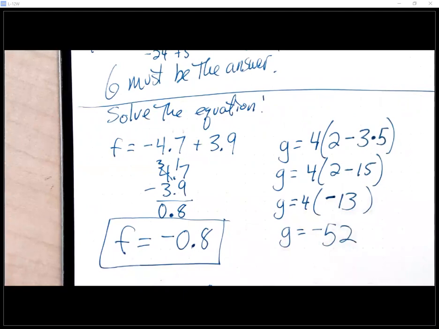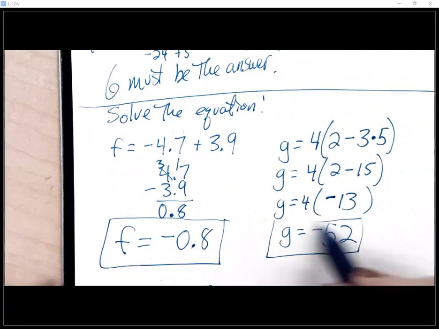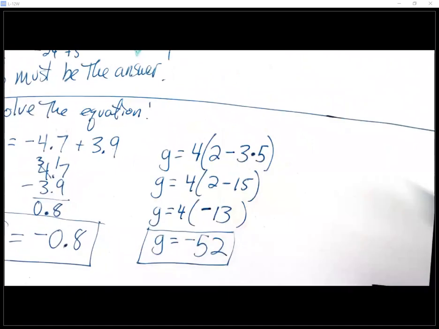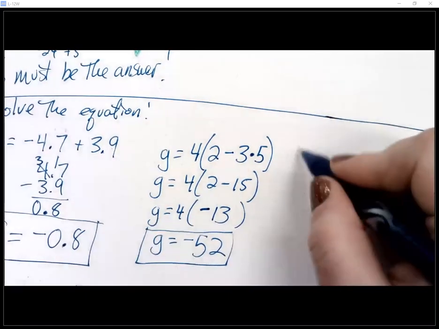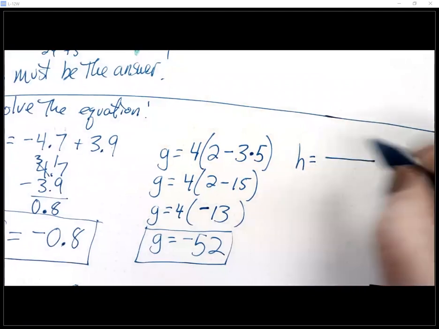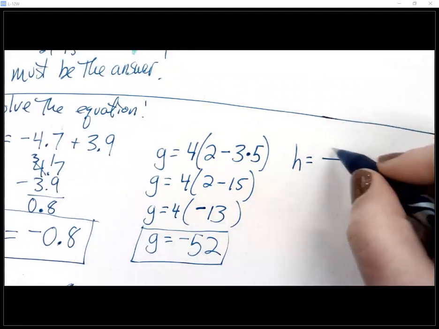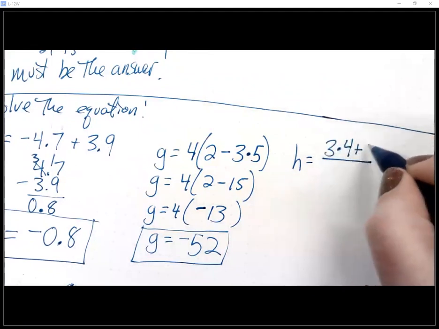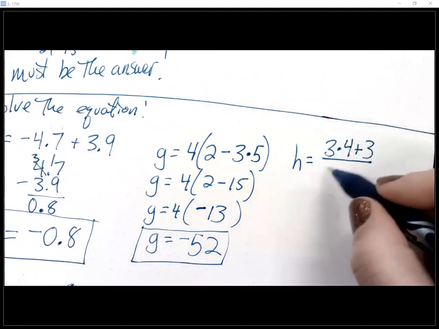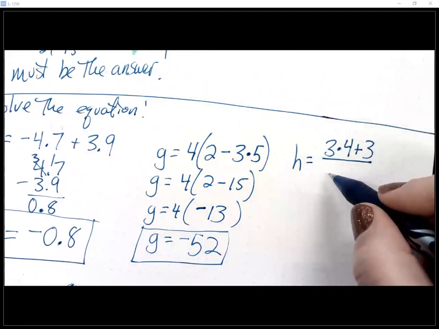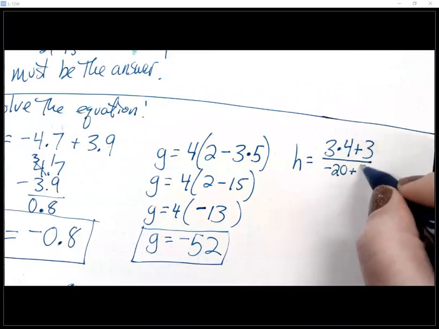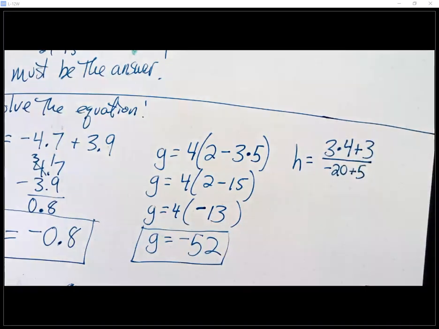Let's do one more maybe with a fraction bar, and then I will let you guys get your homework squared away. So let's do one more. See if I can squeeze it in here. How about H equals, let's do 3 times 4 plus 3. Try that one.